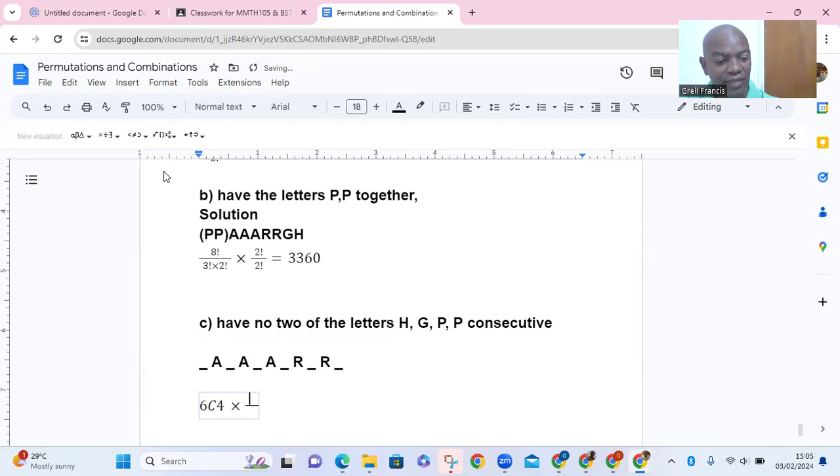That's 4 factorial. However, there are 2 P's present, so we have to divide by 2 factorial. And at the same time, the 5 letters who created the spaces are being arranged. However, there are 3 A's, so there's a division happening. Once the letters are repeated, there's a division happening, times the 2 R's. And that should give us our calculation.